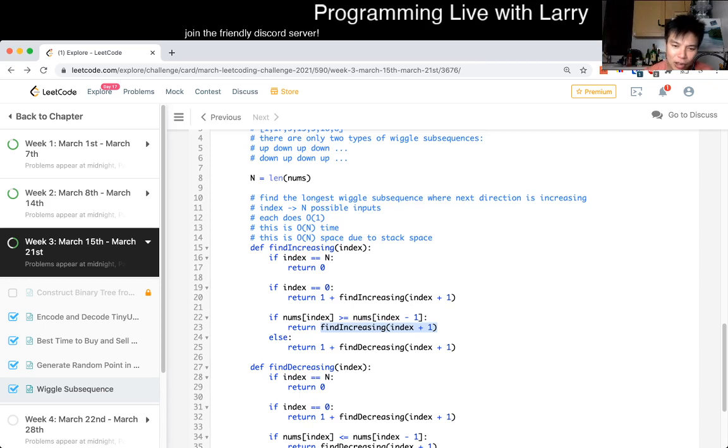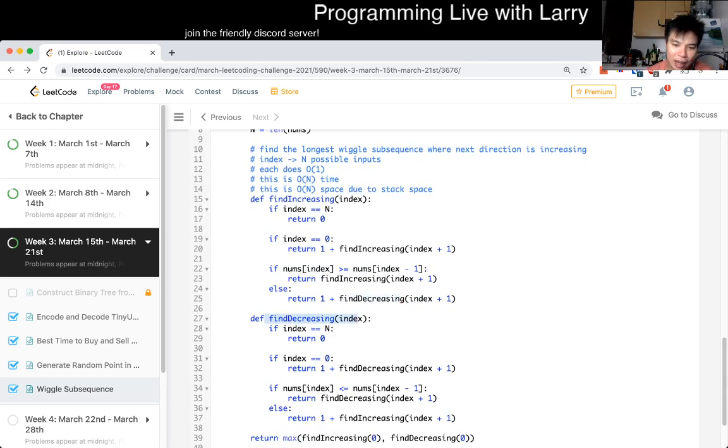If this is no longer the case, meaning that if the num sub index is now decreasing, then we are now able to return 1 plus the next decreasing element. And there's some symmetry in the find decreasing part, and that's basically the idea.